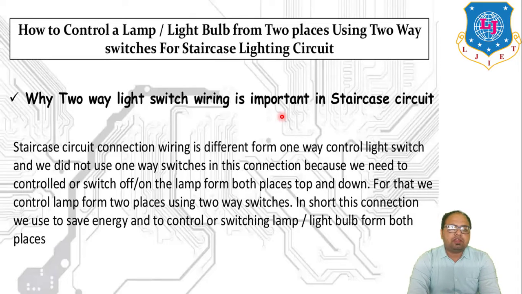Now the question is, why do we require two-way light switch wiring? The staircase circuit connection is different from a one-way control light switch, and we do not use one-way switches in this connection because we need to switch the lamp on or off from both places, from the top side as well as from the bottom side.